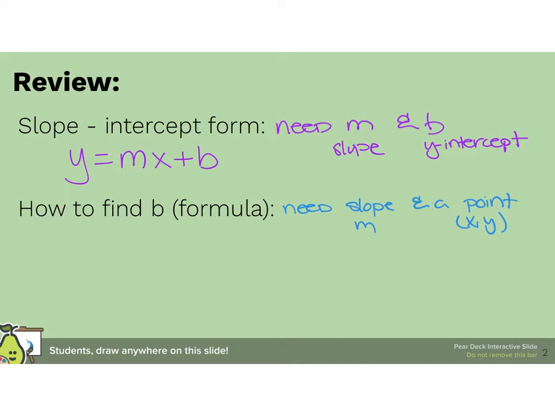which is an x comma y, okay? You need slope and a point to find the b, because for b, we're just going to take this slope-intercept form and switch it around so that the b is by itself. So b equals y minus slope times x, okay? And today, this is what we're going to be using. Well, actually, we're using a few, but to find our b, this is what we're going to be using.